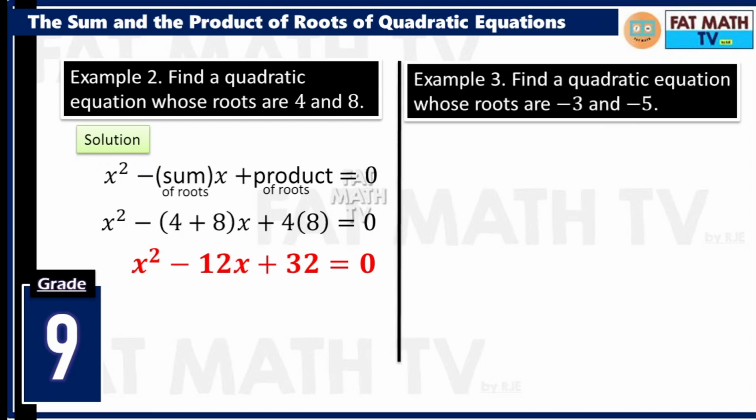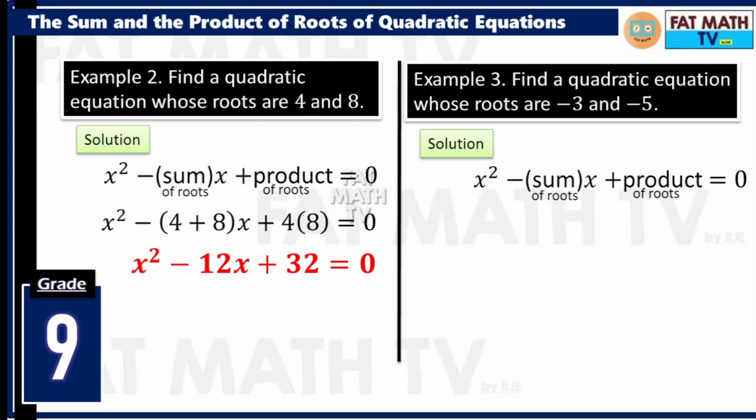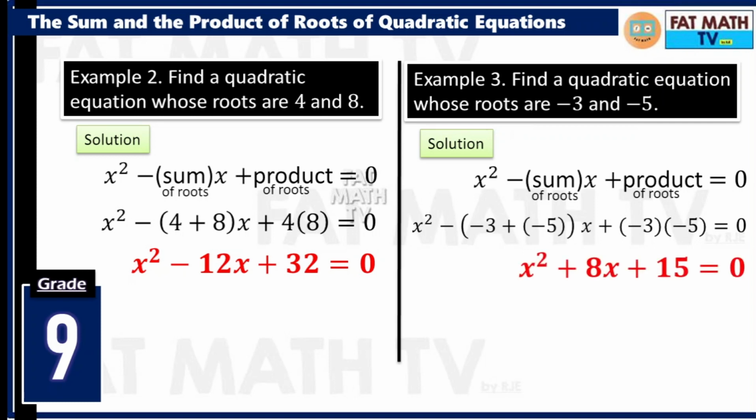Another example, find a quadratic equation whose roots are -3 and -5. So same, x squared minus sum of the roots times x plus the product of the roots equals 0. So the sum is -3 plus -5, that is -8. So x squared minus -8x plus 15 equals 0 simplifies to x squared plus 8x plus 15 equals 0. So that is the quadratic equation whose roots are -3 and -5.